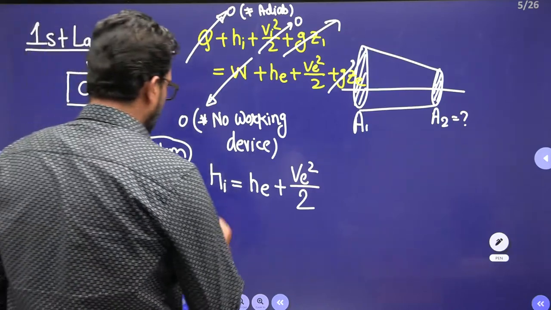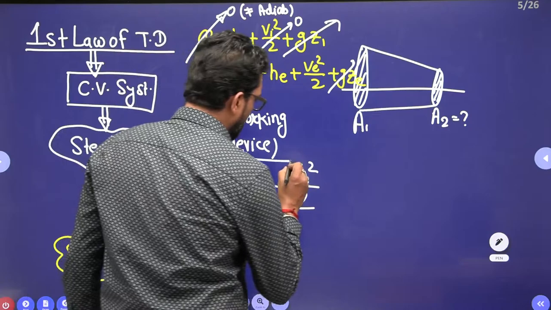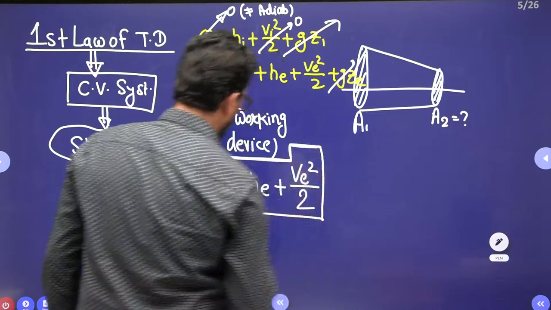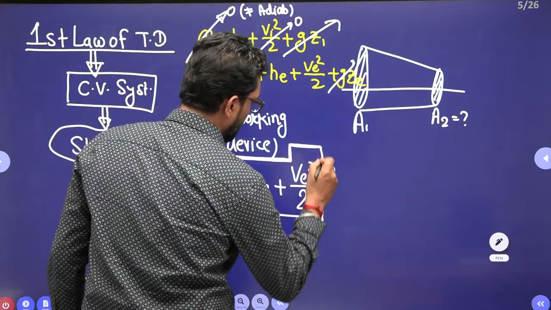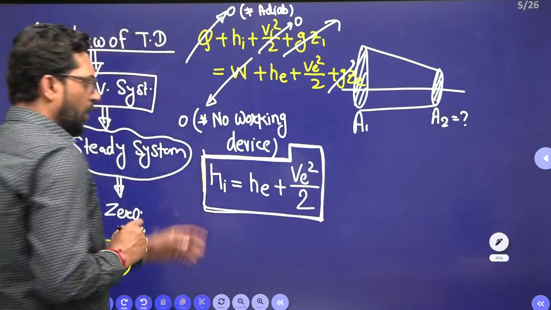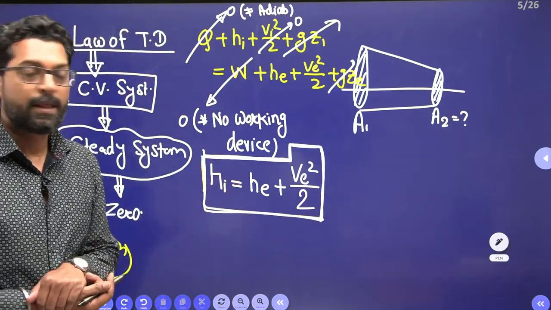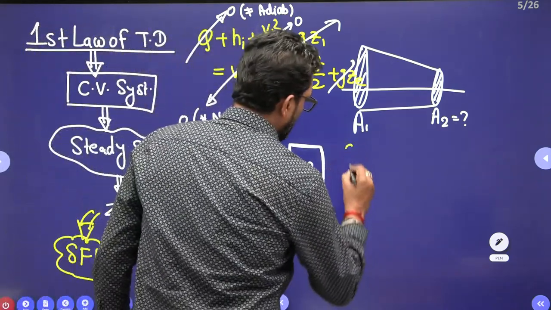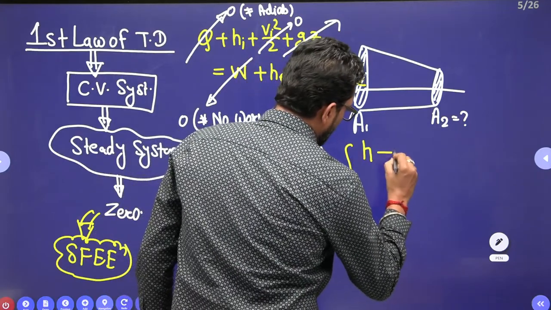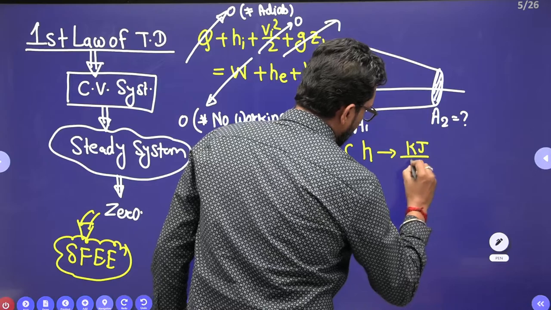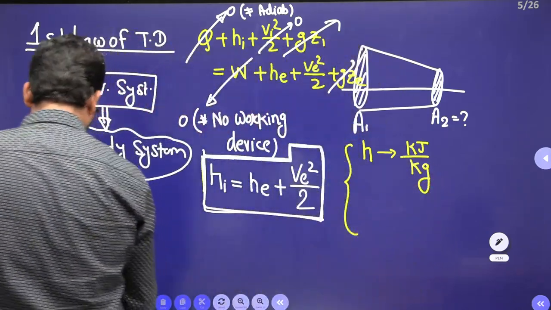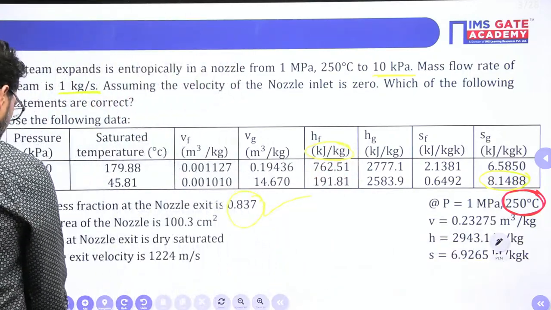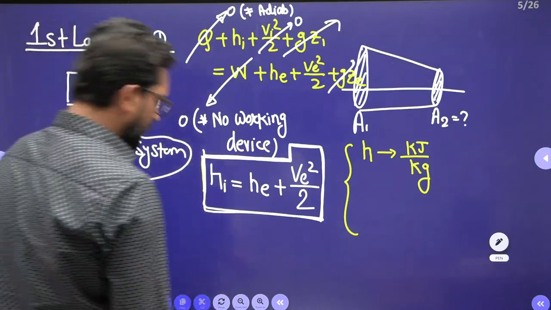Now, there is a common mistake from the student community. Please mind it. What is the mistake while calculating this formula? See, beta, this is very important. H is in which unit, beta? Kilojoule per kg. It is given. So H is in kilojoule per kg.